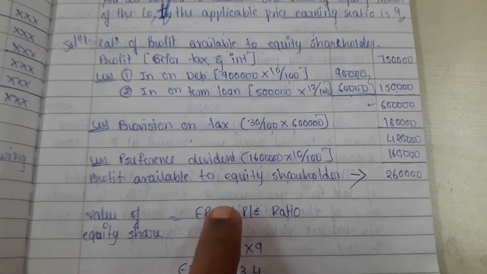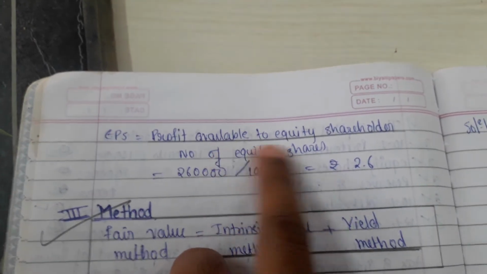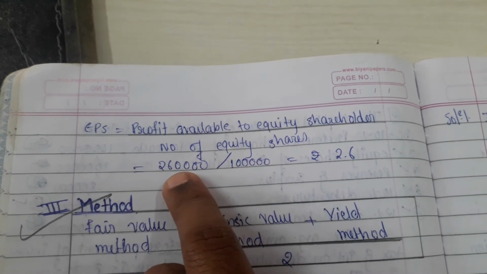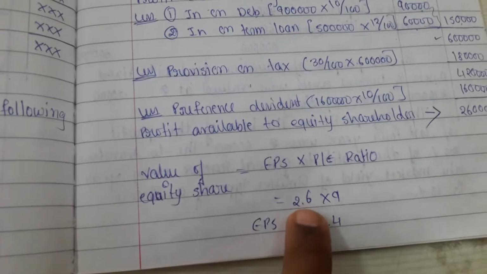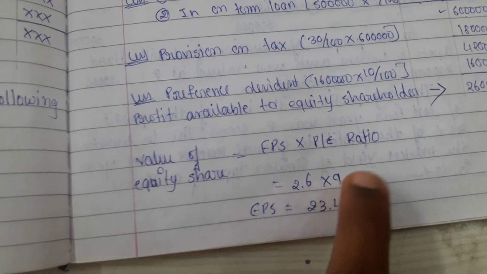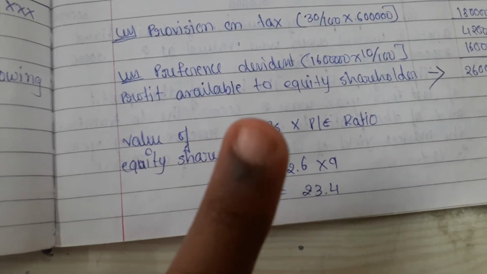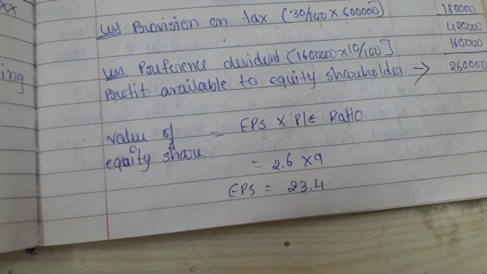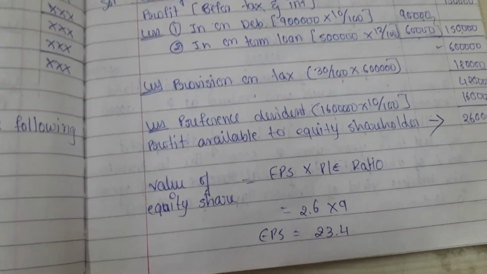EPS, very important. EPS can be calculated how? By using the formula: profit available to equity shareholders divided by number of equity shares. So that is 2 lakh 60 divided by 1 lakh shares. So 2.6 is the EPS. Then apply this over here. So 2.6 into PE ratio, which is given in the problem. So 9 into 2.6, EPS. The shareholders are earning 23.4 rupees. So this is your 15 marks problem based on price earning ratio.